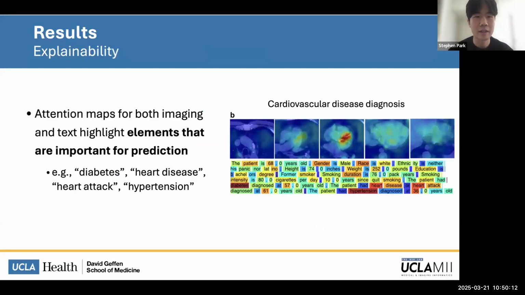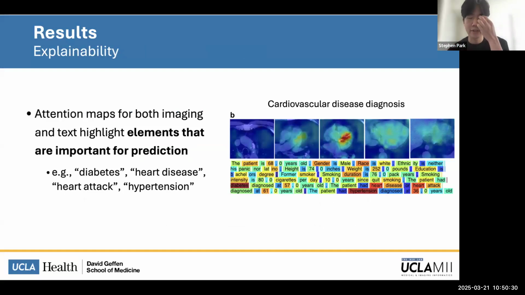And then another aspect of AI modeling that's very important is explainability. And the authors attempt to do this by producing attention maps for both imaging and text that highlight elements that are important for prediction.